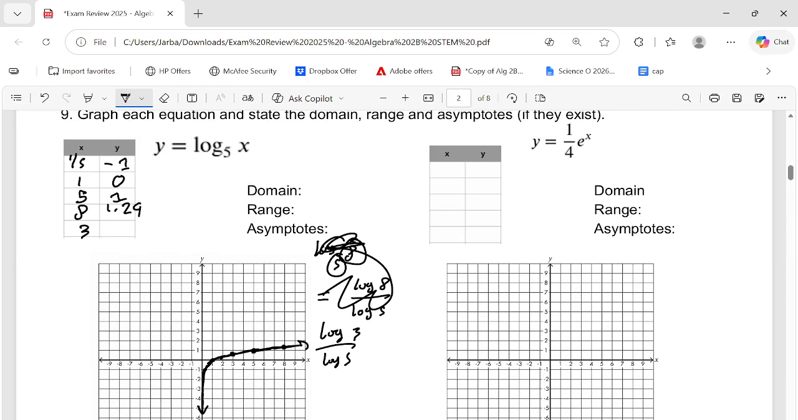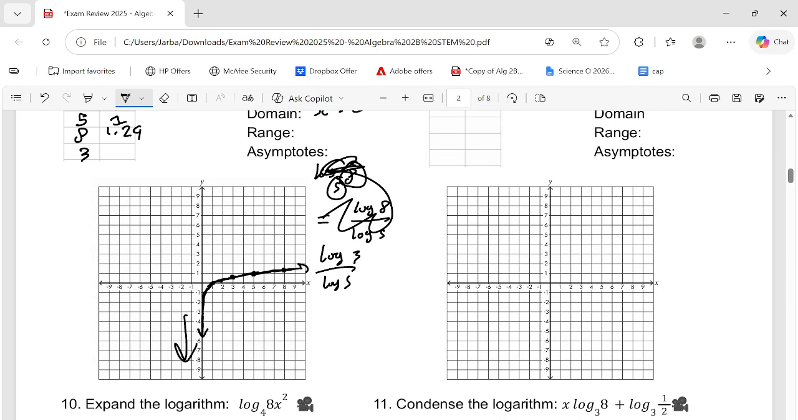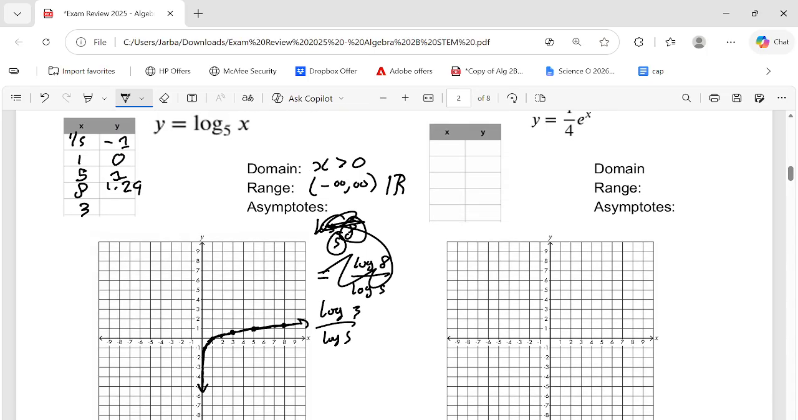So the domain is x greater than 0, because it can't be equal to 0, because of that vertical asymptote. But it can be everything greater than 0. The range: notice this is going to keep going this way, slowing down, but it's also going to keep going upwards. So it's going to be negative infinity to infinity, or the fancy R. That's going to be our range. And then, again, we have an asymptote at x equals 0.